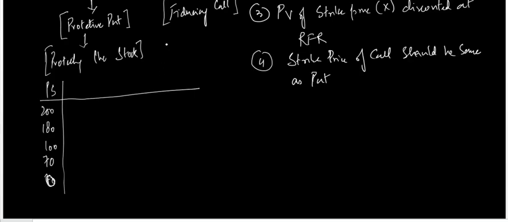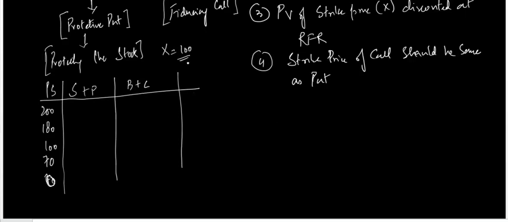Now let me say that the contract is for the strike price of 100, and now I have stock plus put, and I have a bond plus call. Now let me assume that the present value of this bond is equal to 100 only. Assuming that the present value of bond is 100.